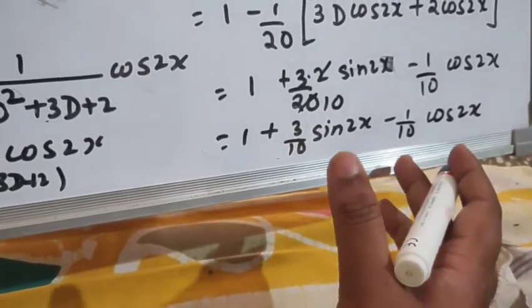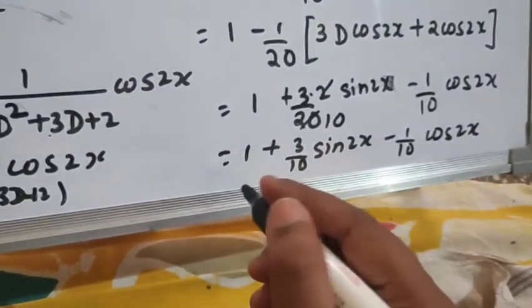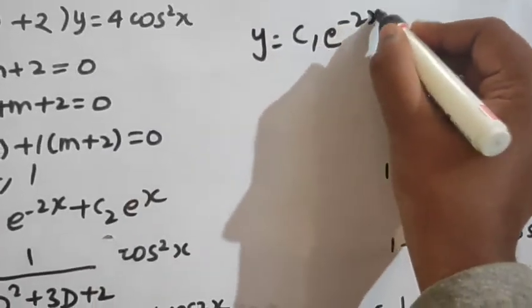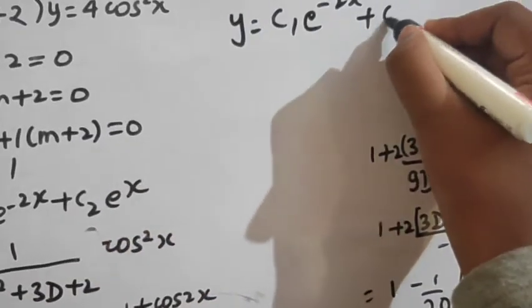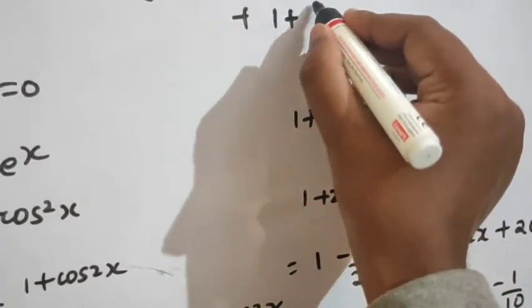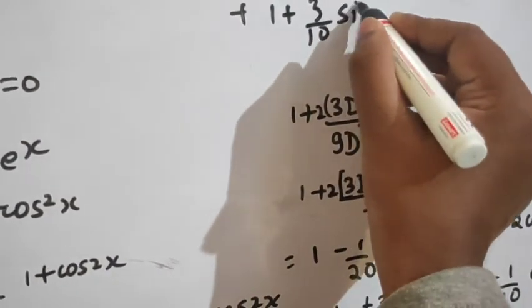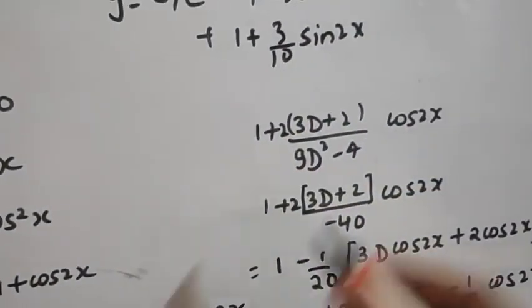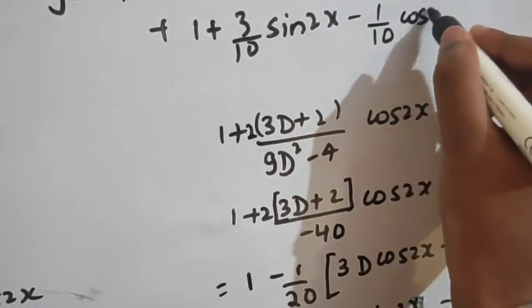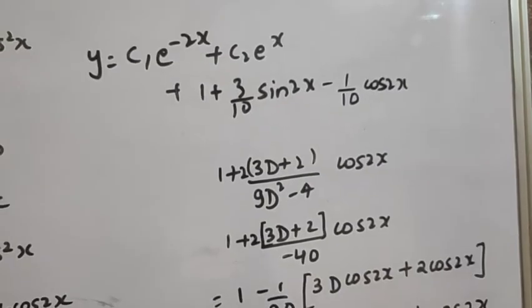So this is our final result for the particular integral, and we can write CF plus PI. So C1 e^(-2x) plus C2 e^x plus this thing, 1 plus 3 by 10 sin 2x minus 1 by 10 cos 2x, as our final answer.